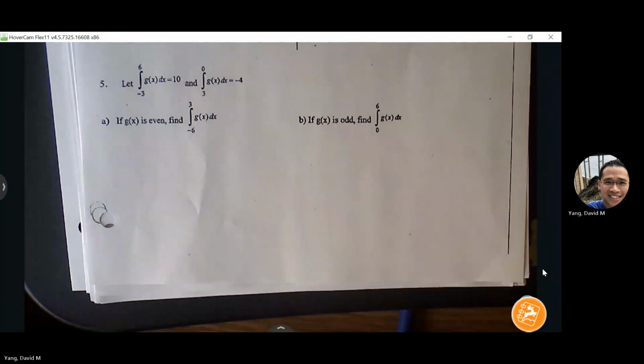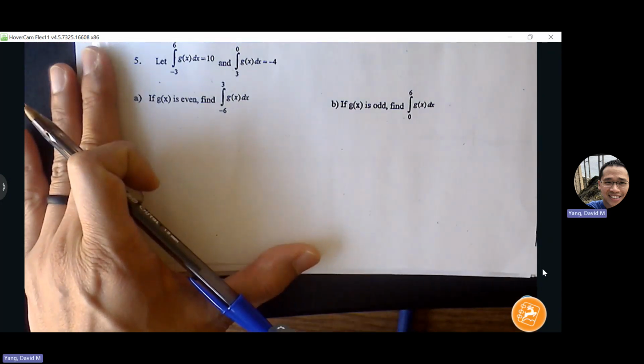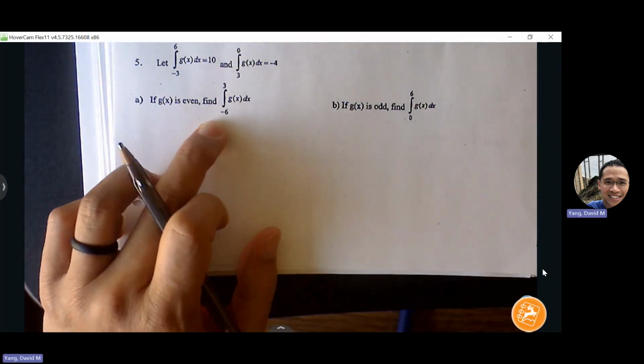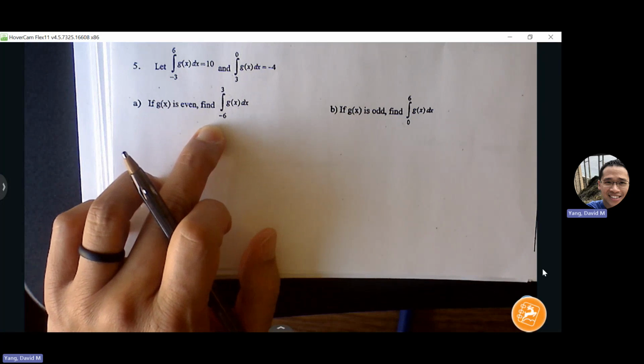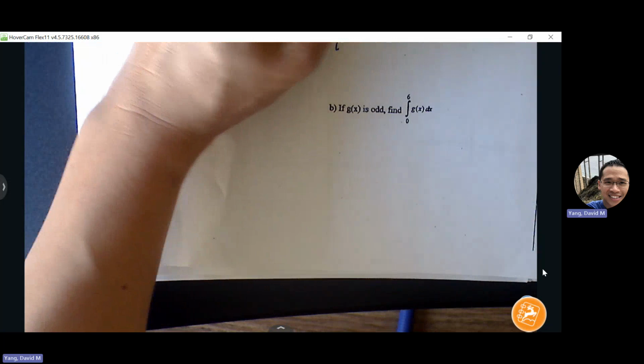All right, number 5. If g of x is even, find the definite integral from -6 to 3. Let me highlight the steps I want you to go through.